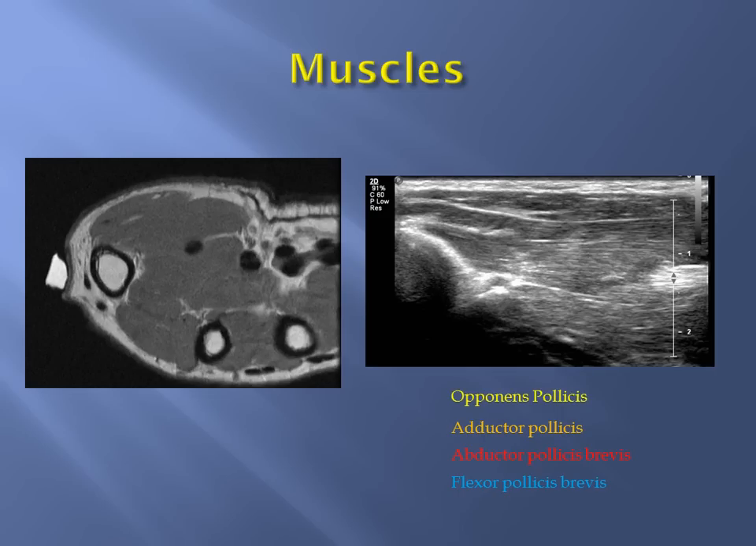The muscles of the thumb form the thenar eminence. The most superficial muscle is the abductor pollicis brevis. Subjacent to this is the opponens pollicis, followed by the abductor pollicis, the flexor pollicis brevis, and then the adductor pollicis, which, remember, has the aponeurosis which goes over the ulnar collateral ligament. And then the most dorsal muscle, which is not shaded, is the first dorsal interosseous.